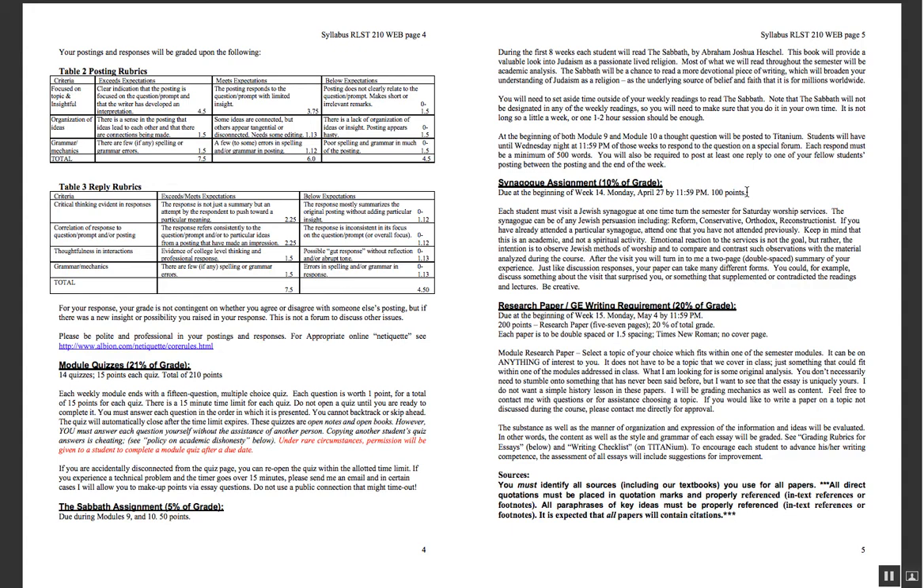Now, it could be any service at all. It doesn't have to be a Sabbath service. It can be a holiday service. It can be an outreach program. It can be anything, as long as you're at the synagogue with the members of the synagogue and experiencing what they're doing. And you'll get full credit.